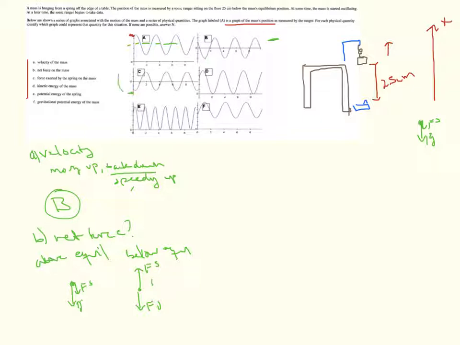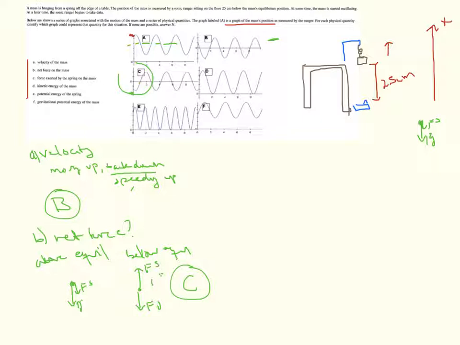So this is consistent with graph C, right? Because it starts out negative and gets bigger for just a moment, and then starts to get smaller as it moves back towards equilibrium, so it becomes less compressed, and then it gets positive as I move past the equilibrium point and moving downwards.